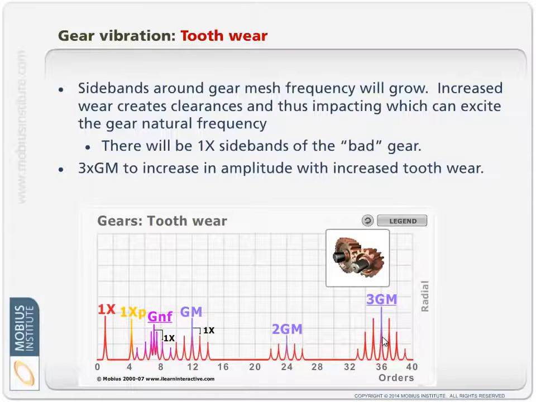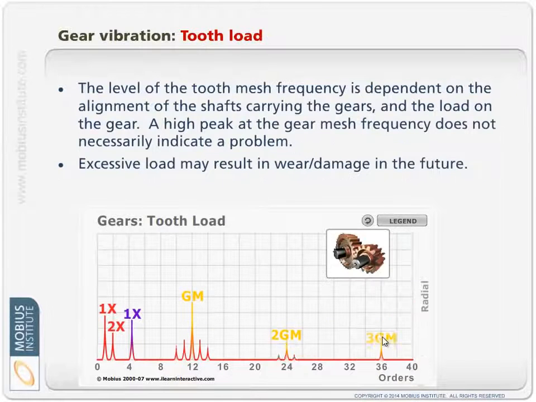Maybe the viscosity is incorrect. Maybe the wrong lubricant has been put in there. Perhaps the lubricant is contaminated with water or with particles that's causing that wear to occur. Tooth load is a different situation, where the forces in the mesh itself are higher. So you can look at the possible reasons for that to occur, but we're just driving that gearbox harder. The force as each tooth comes into mesh is higher, and therefore we expect the gear mesh peak to go up. It's just a normal source of vibration.